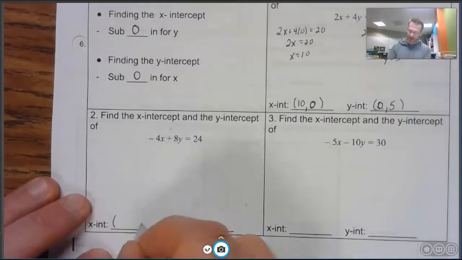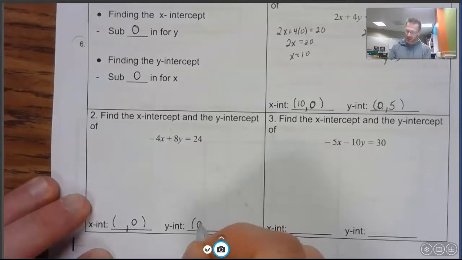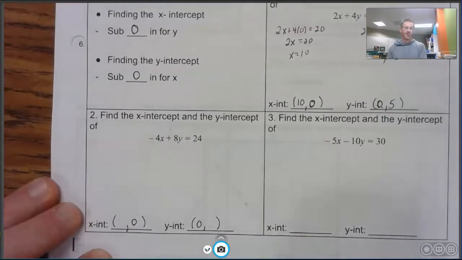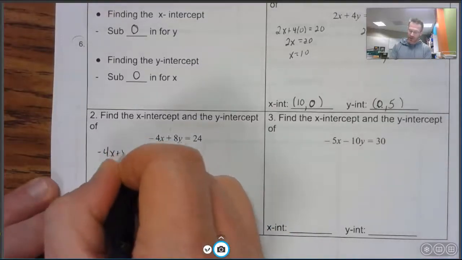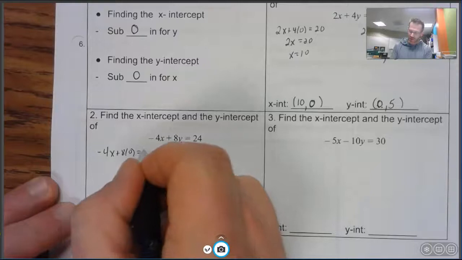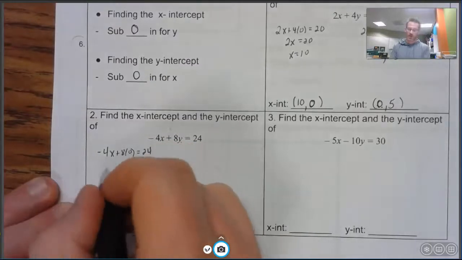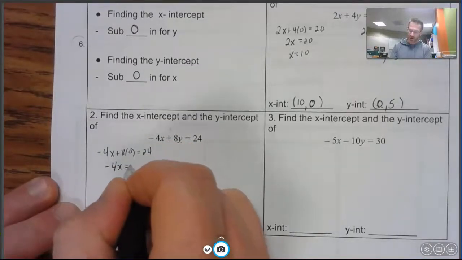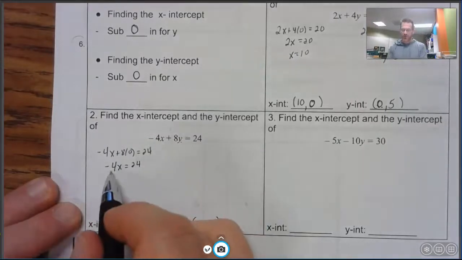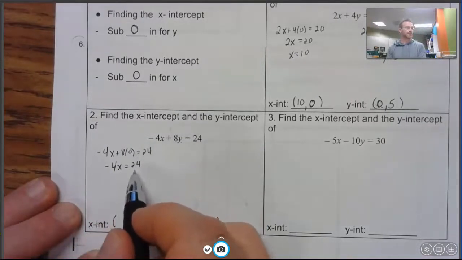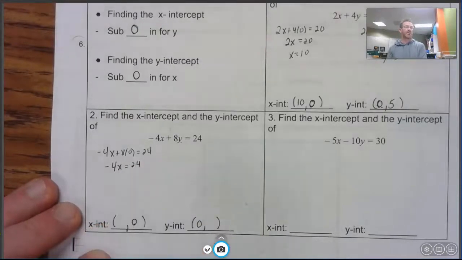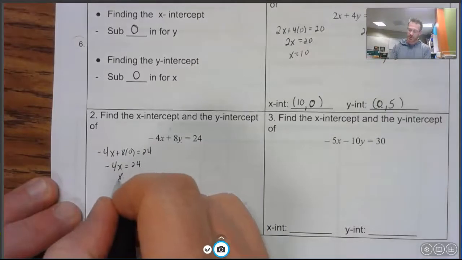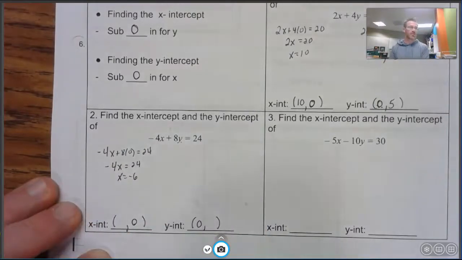So right away, I'm going to write in what I know. X-intercept is (something, 0). Y-intercept is (0, something). And I'm just going to take that and put 0 in for y. So negative 4x plus 8 times 0 is equal to 24. 8 times 0 is 0. That leaves me negative 4x equals 24. So negative 4 times what is 24? Well, one, I know this has to be negative because a negative times a negative gives me a positive. So negative 4 times negative 6 is 24.